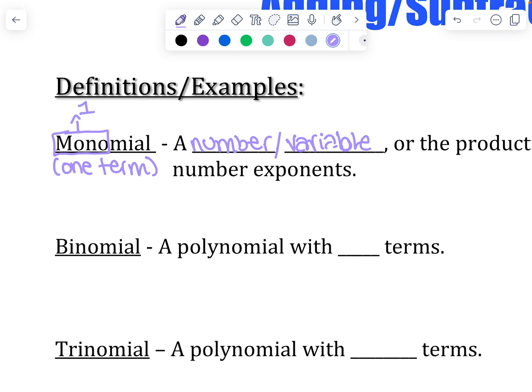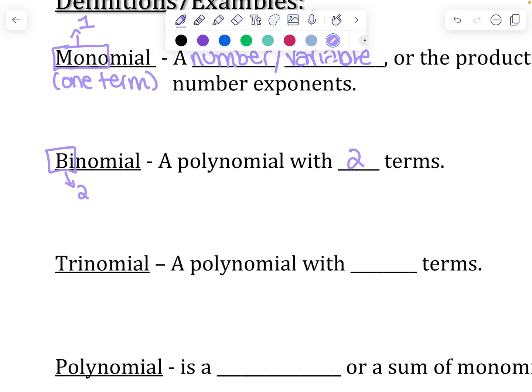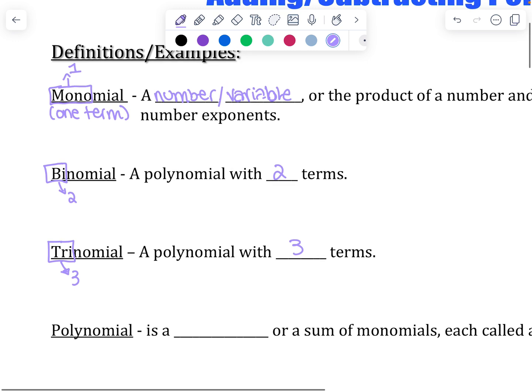A binomial is a polynomial with two terms. Just know bi means two. So think of a bicycle that has two wheels. So a binomial is two terms, so you will see a plus or minus sign. A trinomial, again, see that root word tri. A trinomial is a polynomial with three terms. So again, tri means three. So again, think of a tricycle, three wheels.